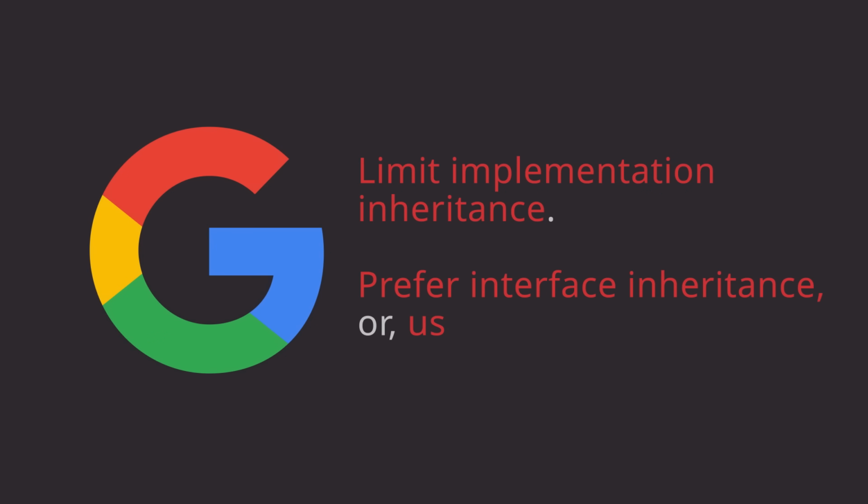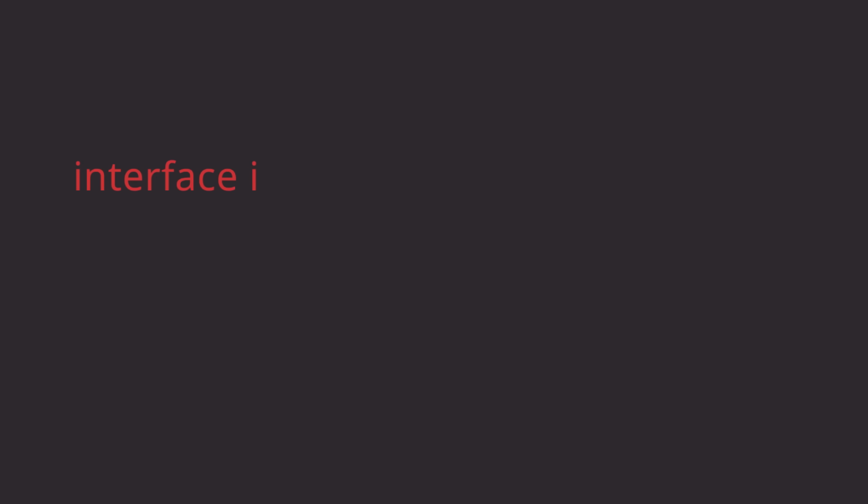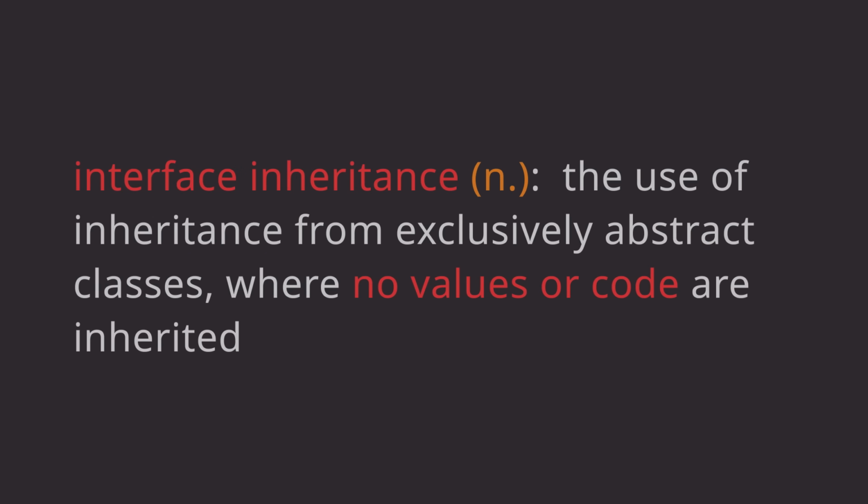To prevent code designs like this, Google has very explicit rules as it applies to C++ inheritance. Limit the use of implementation inheritance and instead use only interface inheritance. Interface inheritance is the inheritance of properties from an explicitly abstract class, a class who does not have any defined variables or methods on its own.